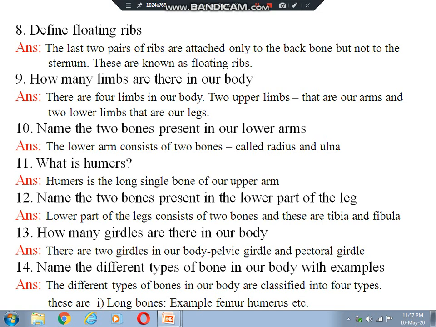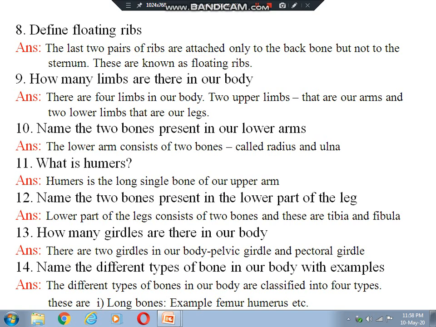Now, question number 9. How many limbs are there in our body? Limbs means hands and legs are called limbs. So there are four limbs in our body. Two upper limbs, that means two hands, that are our arms, and two lower limbs, that means two legs, that are our legs.